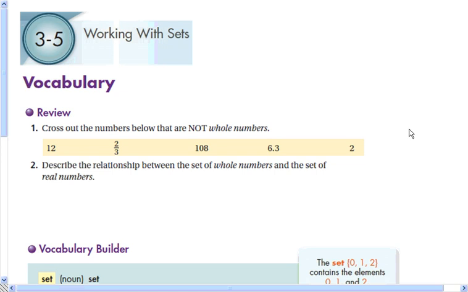All right, here's the review. Cross out numbers below that are not whole numbers. That would be 2/3 and 6.3. Describe the relationship between the set of whole numbers and the set of real numbers. Whole numbers are a subset or part of real numbers.